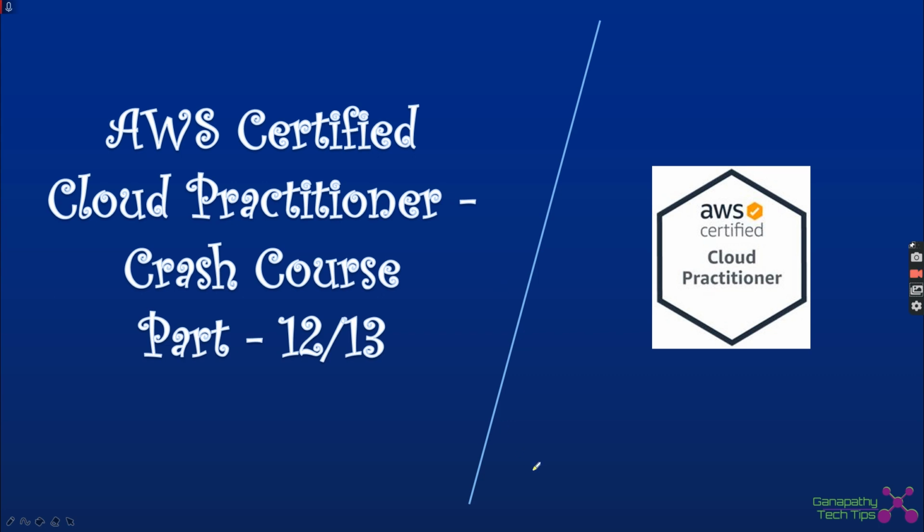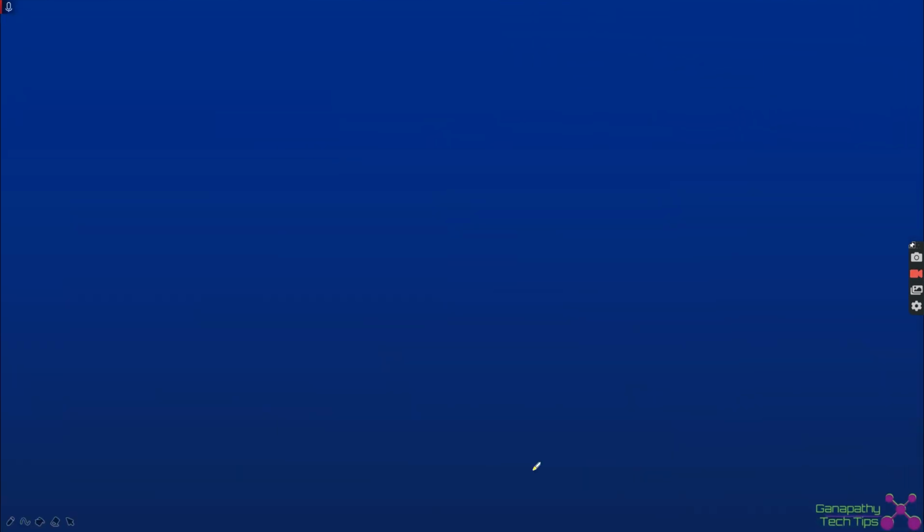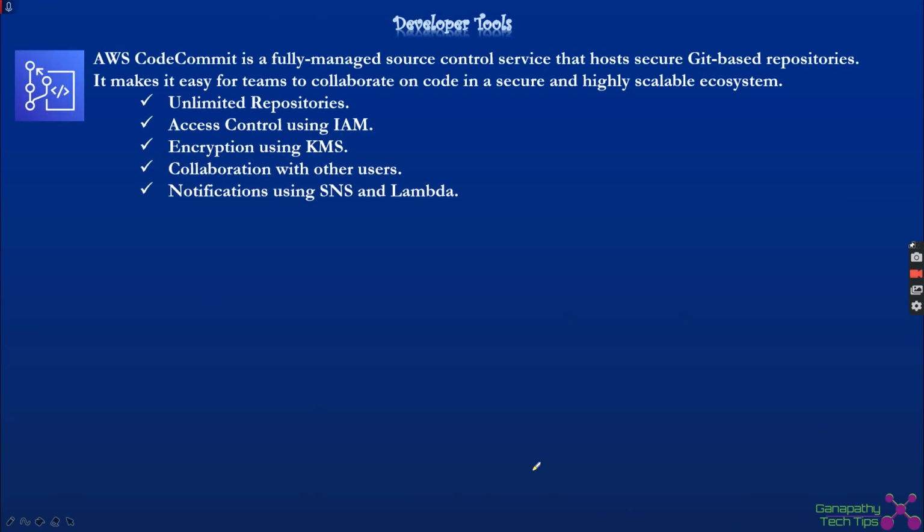In this session, we are going to discuss various AWS developer tools which are available to us to do our DevOps, which is CI/CD, continuous integration and continuous delivery or deployment. There are some 5 to 6 tools provided to us by AWS to do the CI/CD.